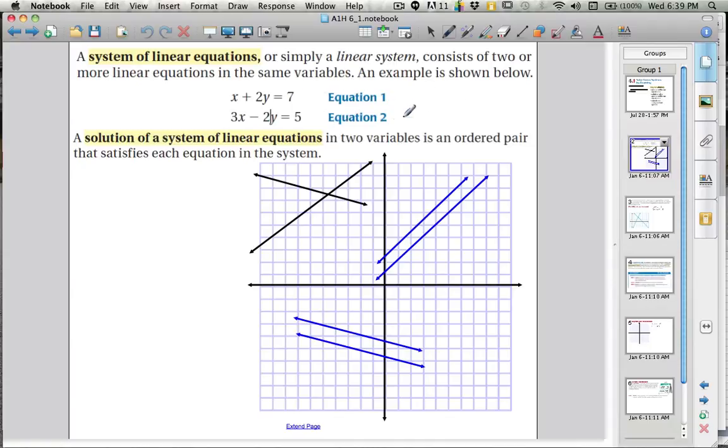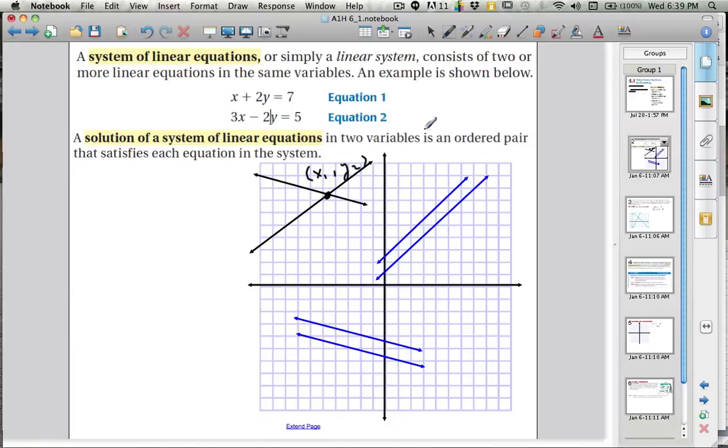And when you talk about a solution of a system of linear equations, there are three different ways this can play out. Typically, if the two lines intersect, they intersect in a point, and that point is the solution of the linear system. So the solution will be an ordered pair with an x-coordinate and a y-coordinate.